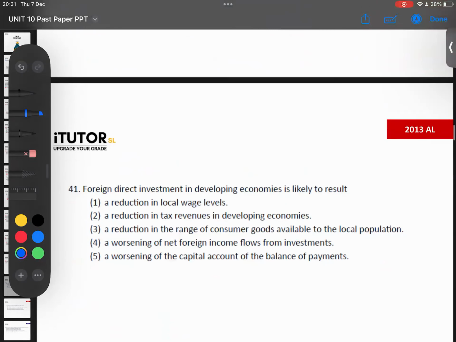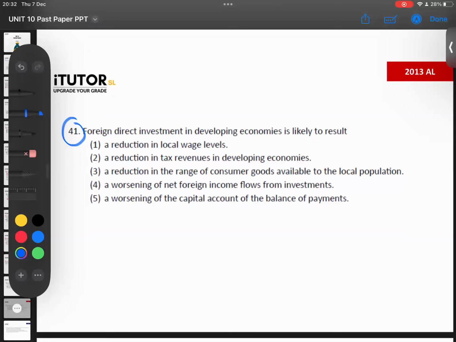Then 41. What about this? Foreign direct investments in developing economies is likely to result in. Now, let's say Sri Lanka is getting a lot of foreign direct investments. Let's say Apple is coming and starting a factory in Sri Lanka, Nike is starting a factory in Sri Lanka, right? Everyone is coming and investing in Sri Lanka. So as a result, what will happen, Lamai?